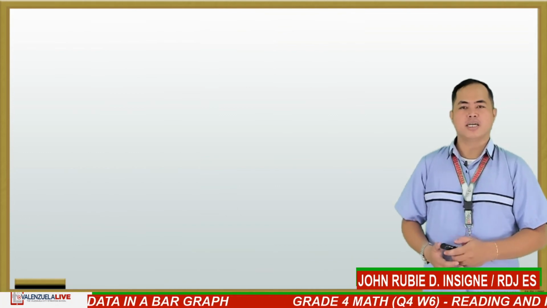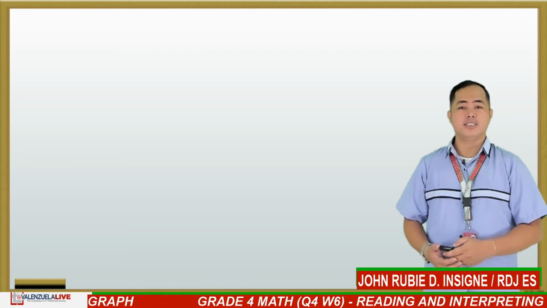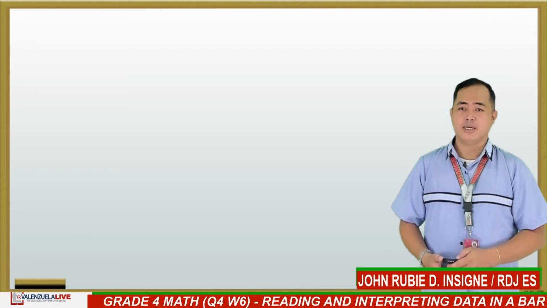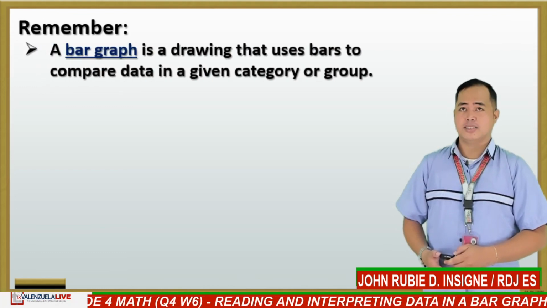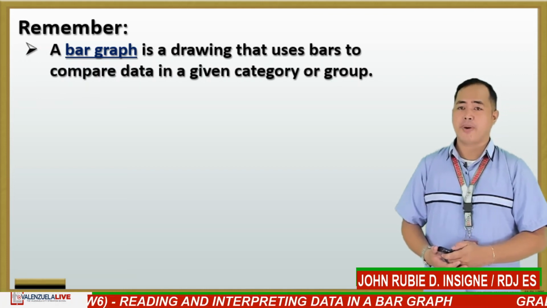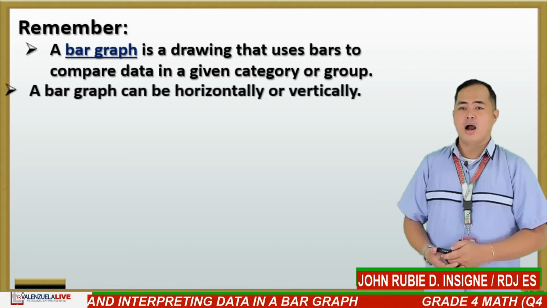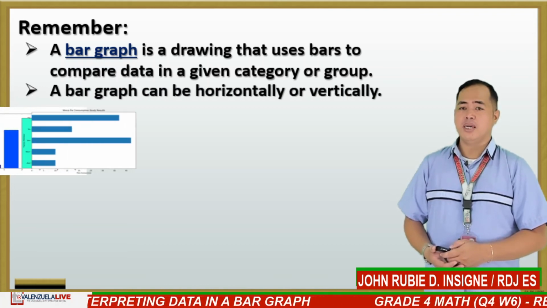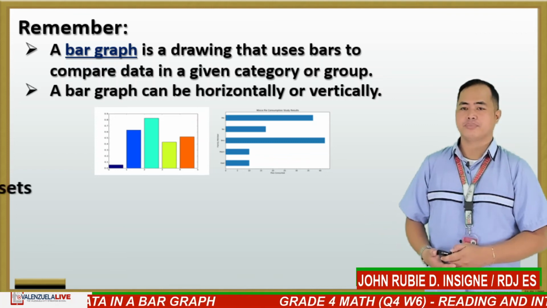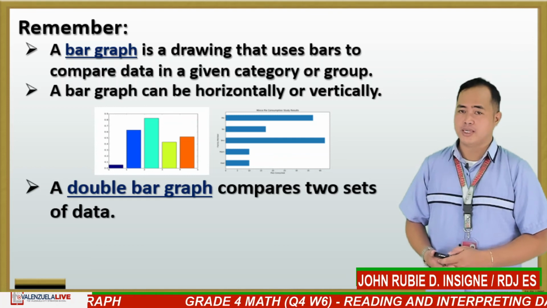Great job, kids, and congratulations! I hope you enjoy and learn from the activities you answered. Now, to sum up our activity today, remember that a bar graph is a drawing that uses bars to compare data in a given category or group. A bar graph can be horizontal or vertical. A double bar graph compares two sets of data.